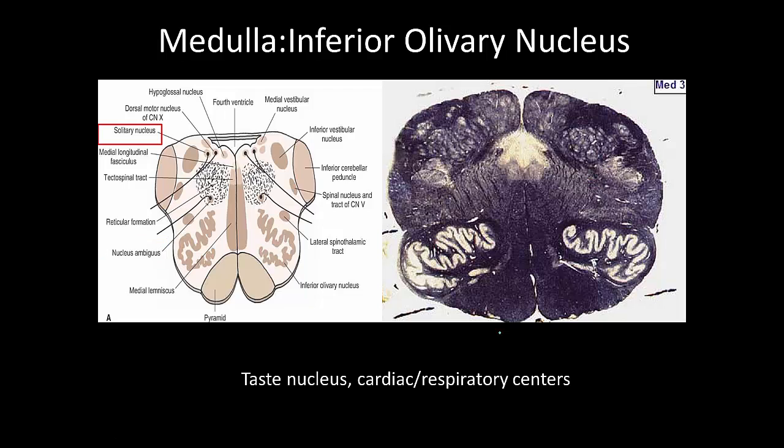And then lastly, we have our solitary nuclei and its associated tracts that are lying posterior and lateral to the vagal nuclei. Now, these nuclei are actually receiving taste fibers that were traveling within the facial, glossopharyngeal, and vagus nerves, and it's also carrying some cardiorespiratory information that is being carried by the glossopharyngeal and vagus nerves.